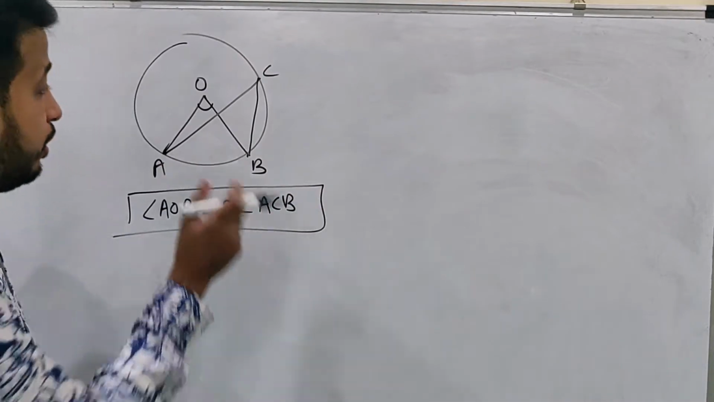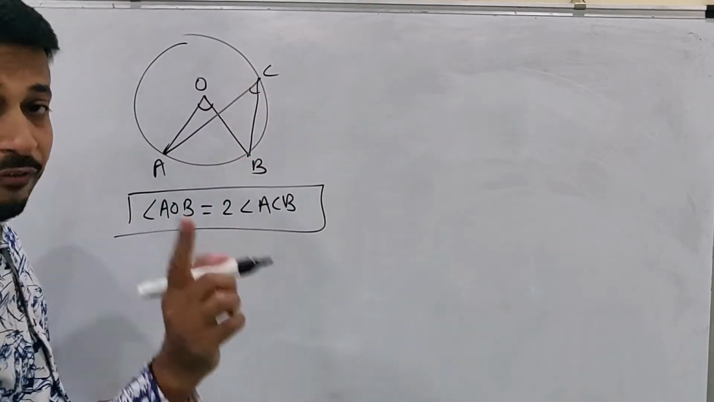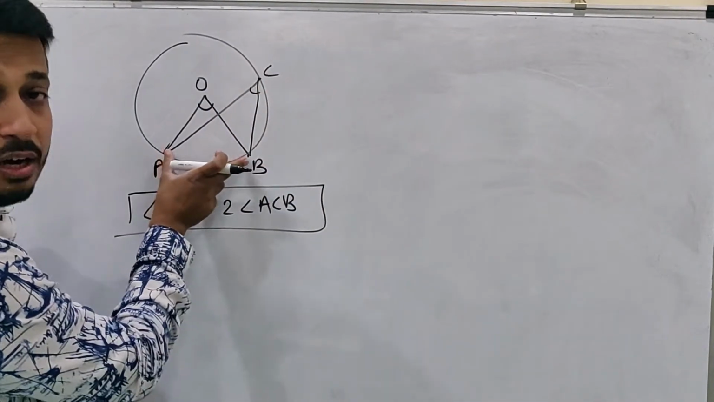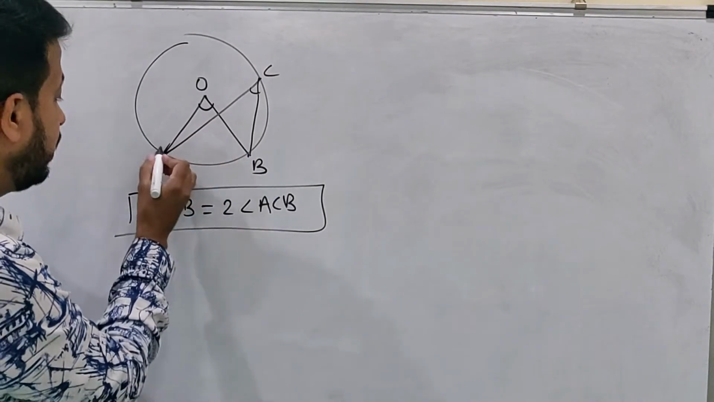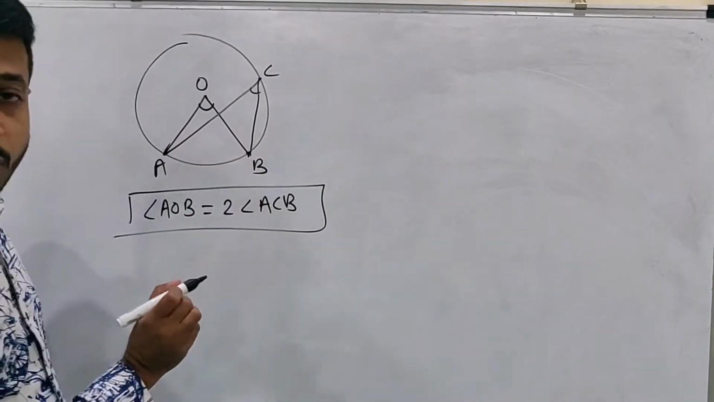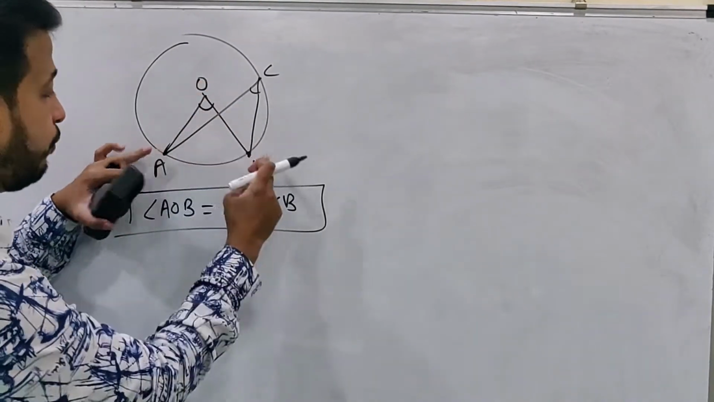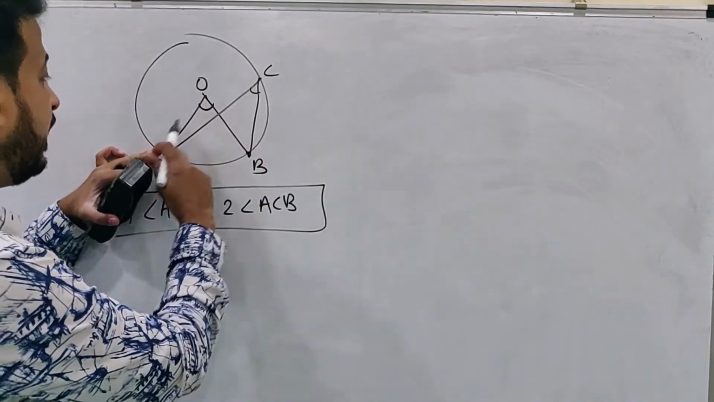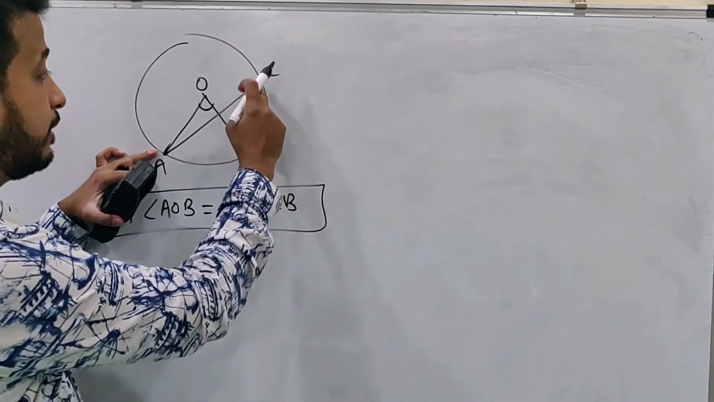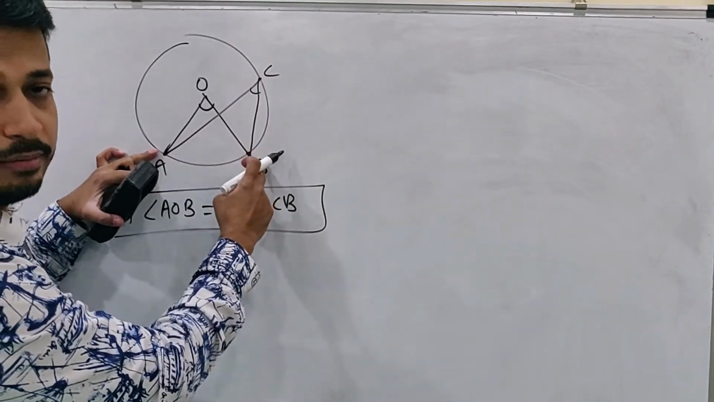And again, both these angles have to be formed by the same arc or by the same segment. Here both angles are formed on AB only. AOB, this angle O is formed on AB. ACB, the angle C is also formed on AB.